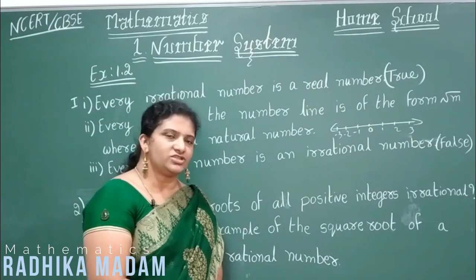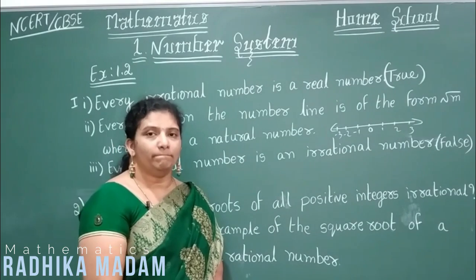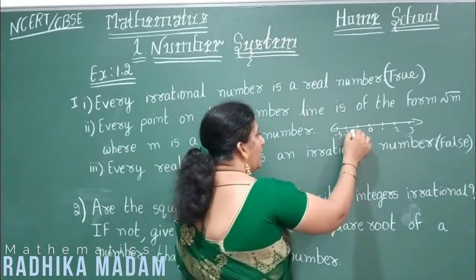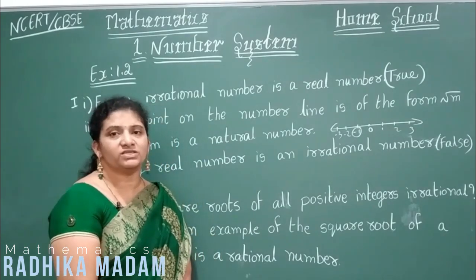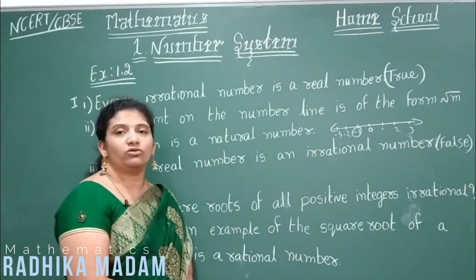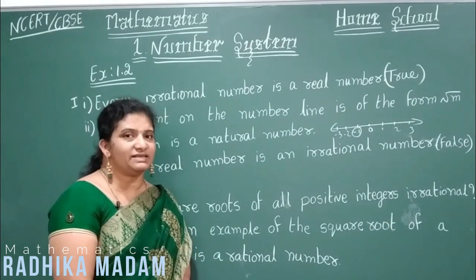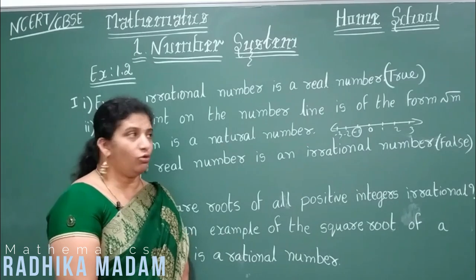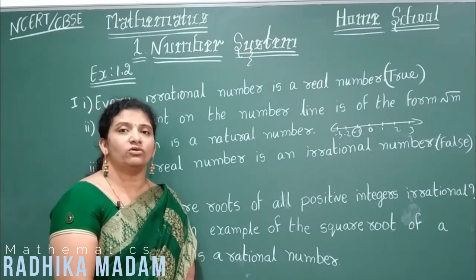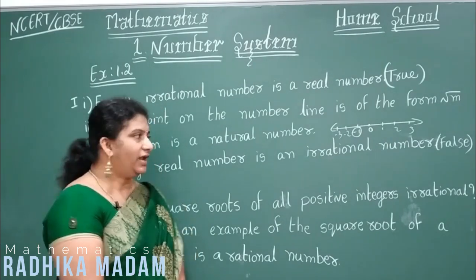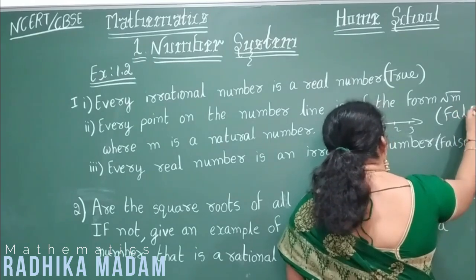Think here, children, for normal positive numbers you may get the square root of any number. But when talking about negative numbers, we won't get the square root of any value. So what do you say, children? This is false. No negative number on a number line will have a square root. So this is a false statement.